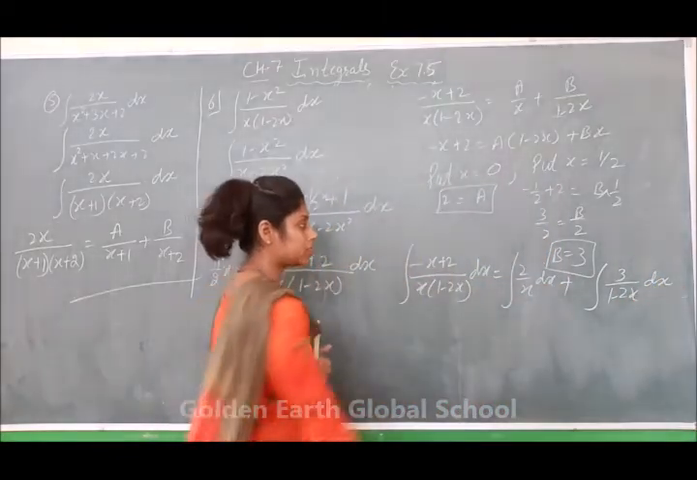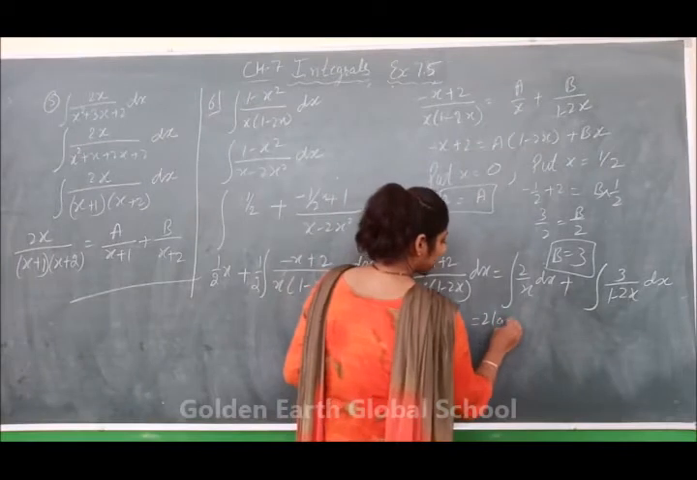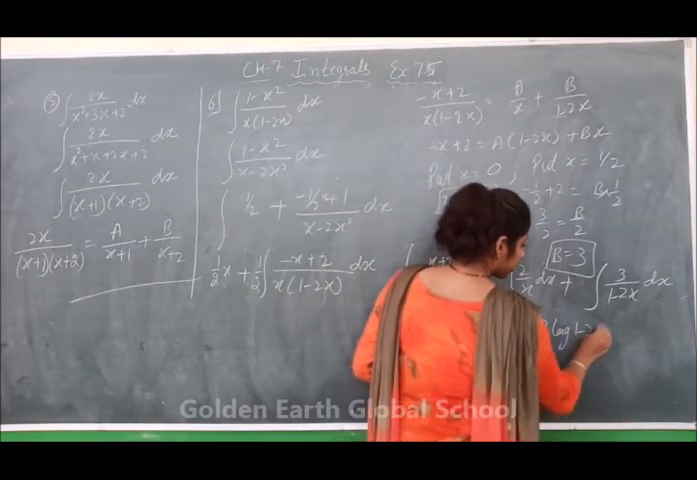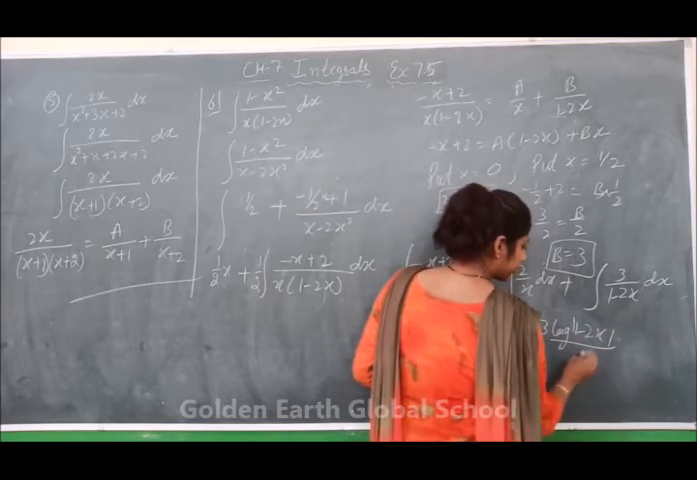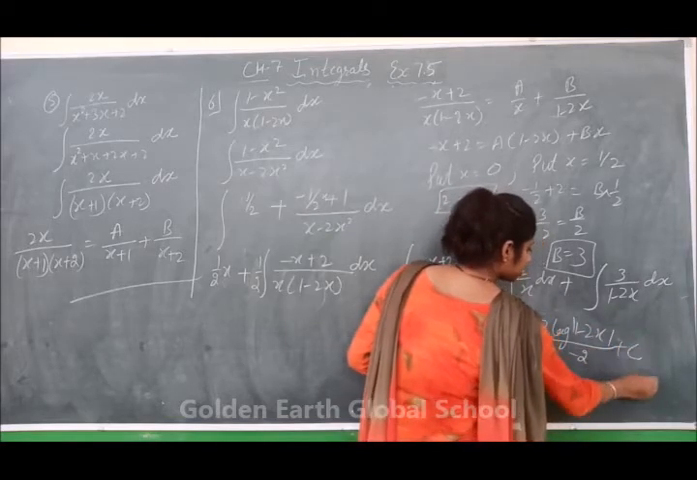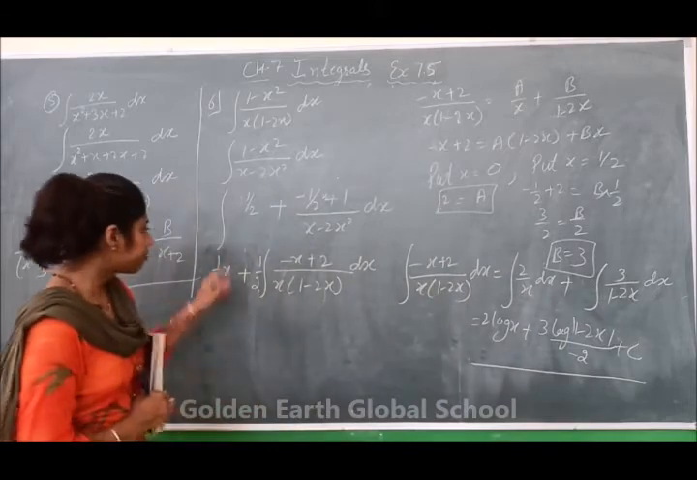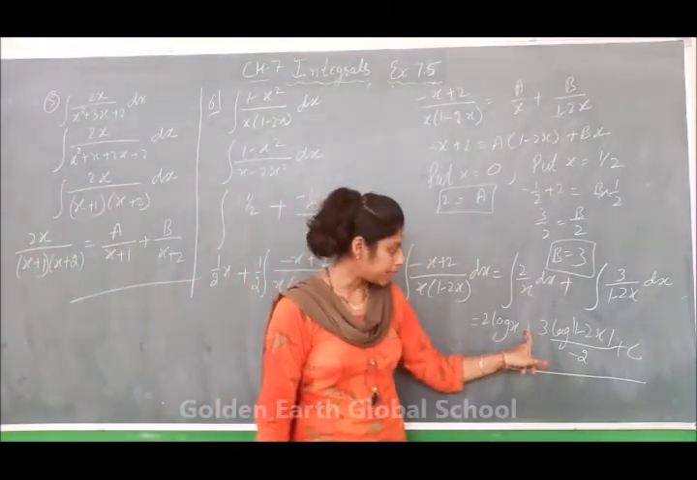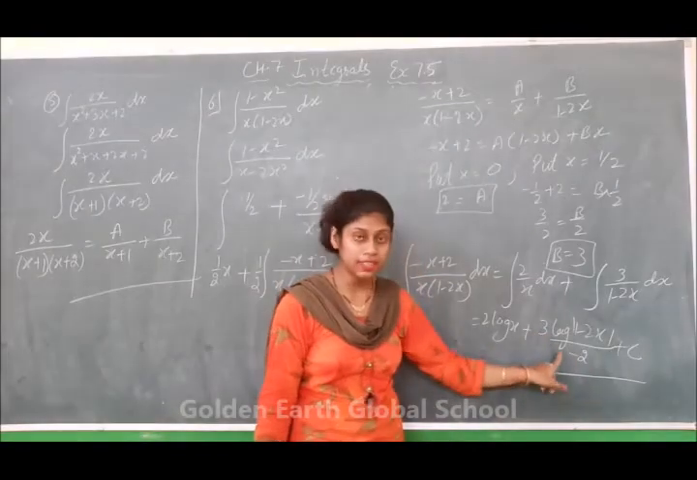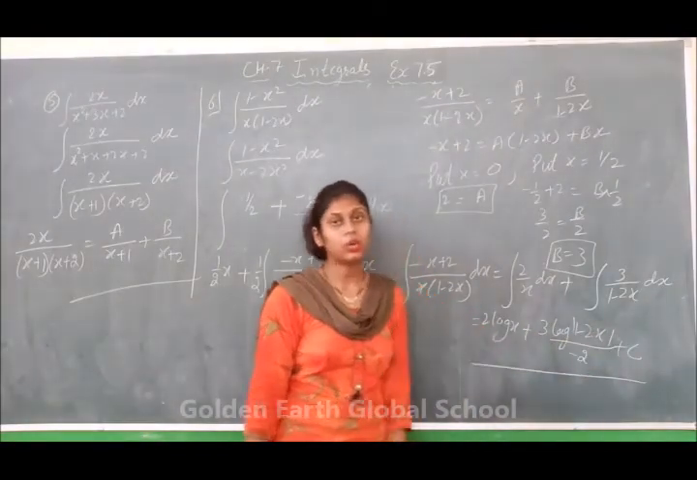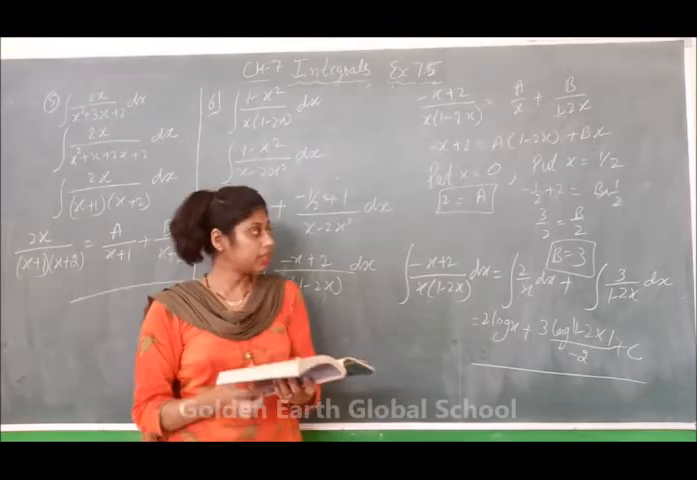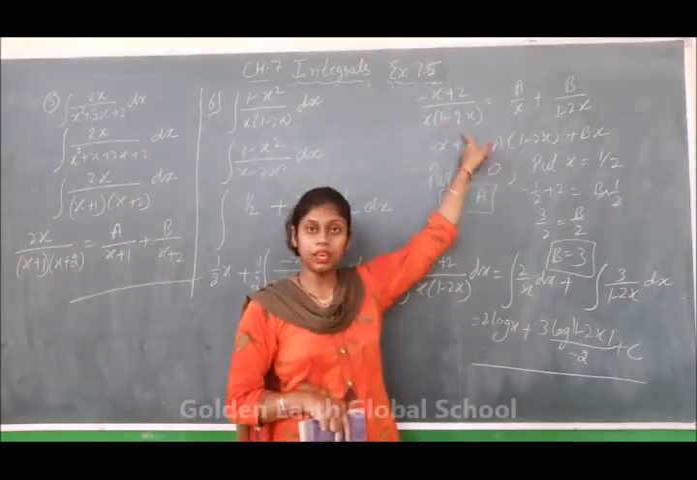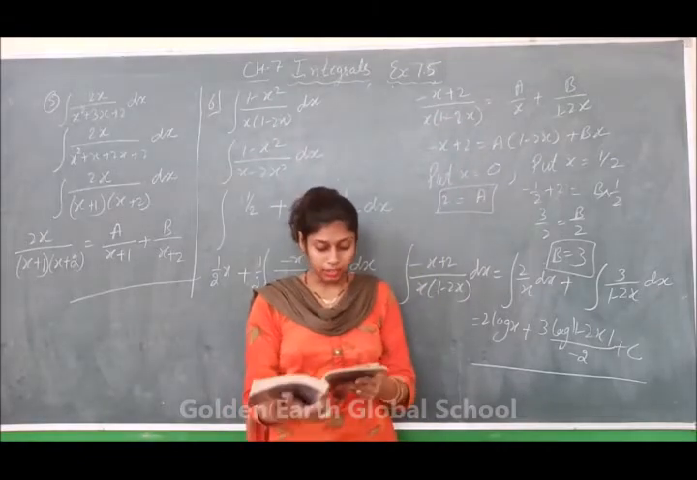So what is the integration of this? 2 log x, and integration of this is log of 1 minus 2x into derivative of this term, which is minus 2. So this is our complete answer. 1 by 2x plus 2 log x minus 3 by 2 log of 1 minus 2x plus c. Clear? This is how to take the partial fraction of the linear term. In denominator, these are the linear term.